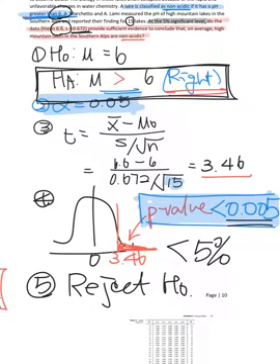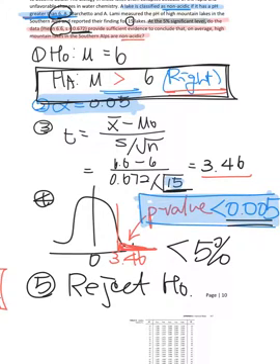Why did you go off of that line on the t-table, off of 14? I don't understand that. 14 was the degree of freedom, which was n minus 1. N was 15, minus 1, 14.